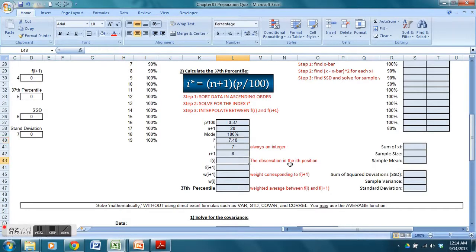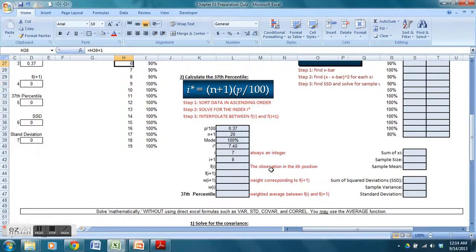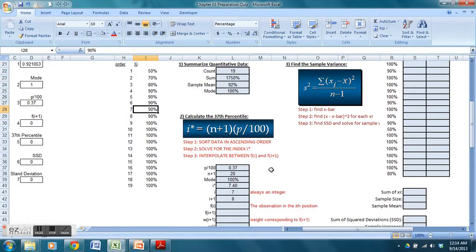F of I, now this represents the value, the observation, that is located in the ith position. I is 7. So what is the value that's located in the 7th position? Here I can go and see it is 90%. What I'm going to do is use a VLOOKUP function, because VLOOKUPs are important.